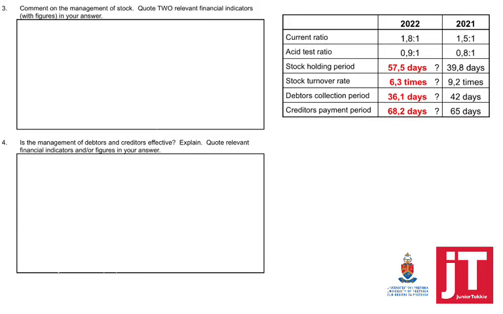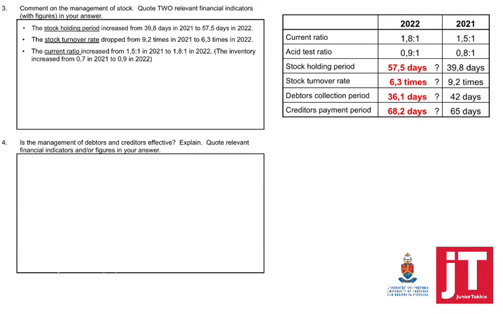Question 3 asks, comment on the management of stock. Quote 2 relevant financial indicators with figures. Now, you've got 6 options in the liquidity financial indicators. It doesn't mean all of them are always relevant. Here, they specifically ask about comment on the stock. So what are my options? Option 1, the stock holding period.